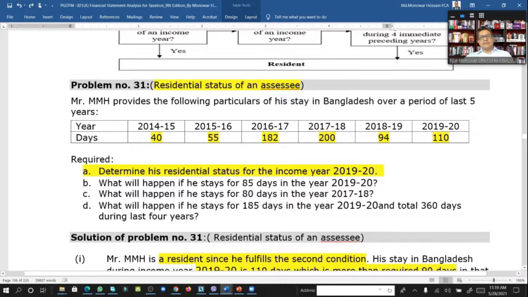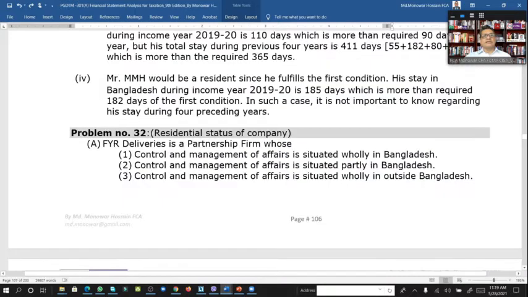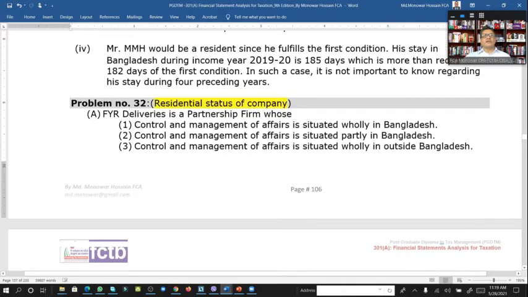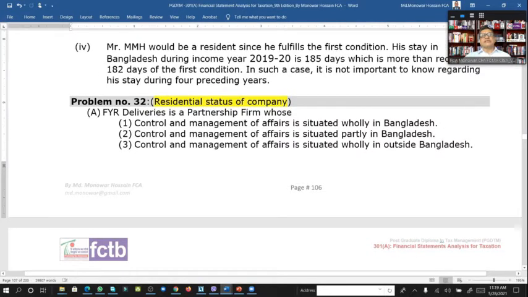In the same way, on the company side, the residential status of a company. If it is a partnership firm whose control and management affairs are situated wholly in Bangladesh. Second, control and management affairs partly in Bangladesh.